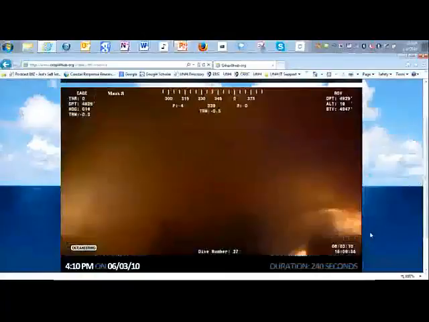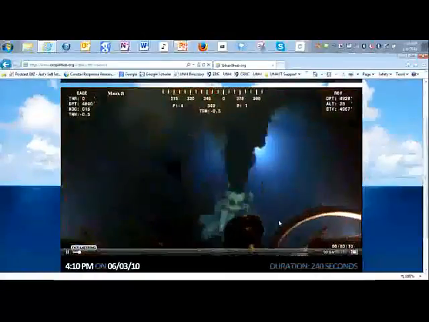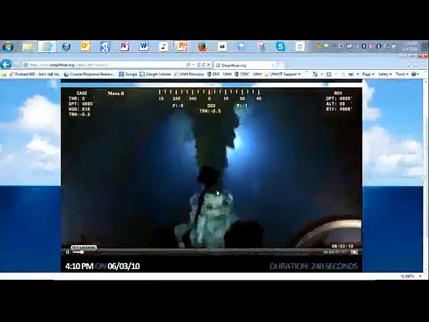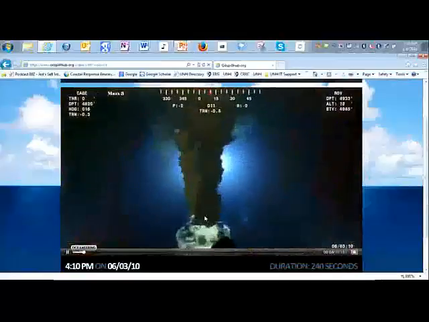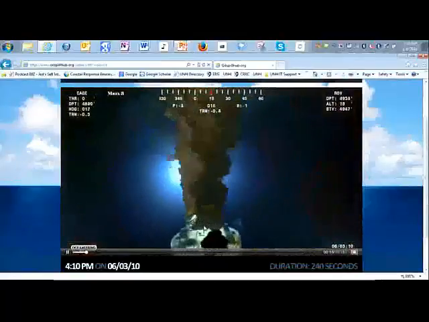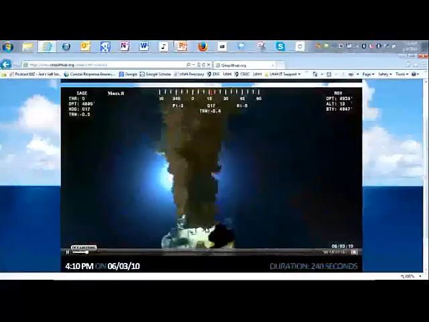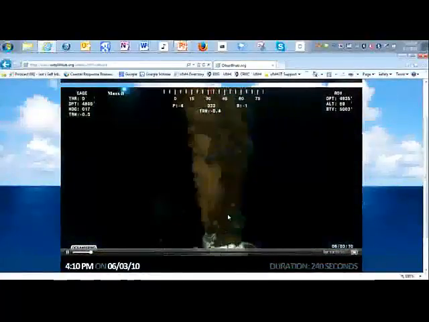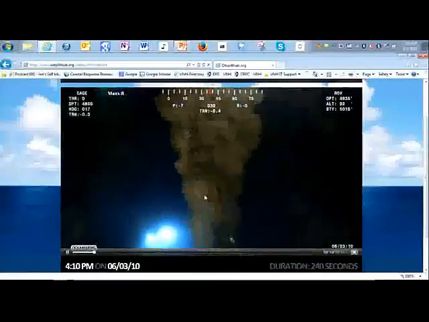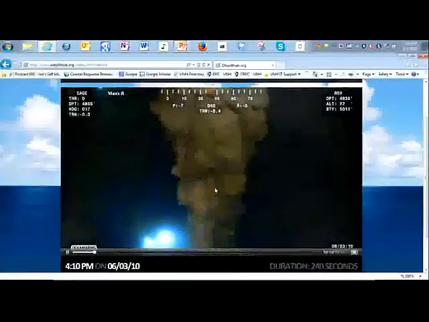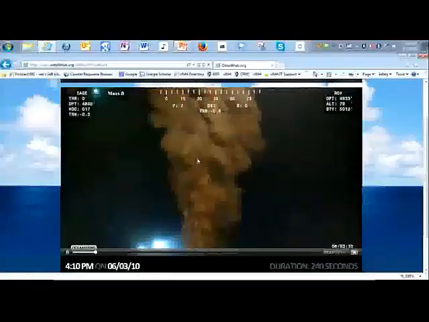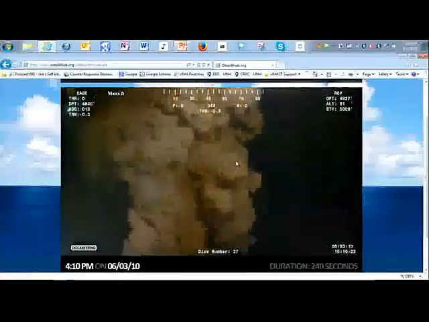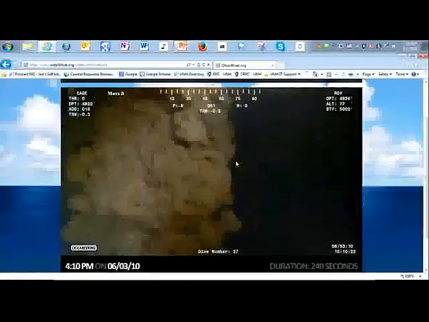Okay, so here, these are cameras, and you can see the oil pouring out of the well, all right? You can see it coming out here, and I think you can probably see two different colors, all right? And here it goes. See how it's getting bigger and bigger? Look at all that turbulence. That's because that oil is flowing out.